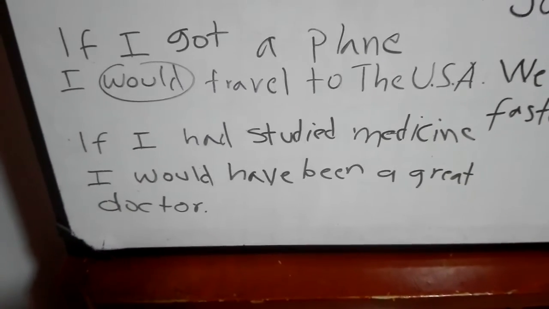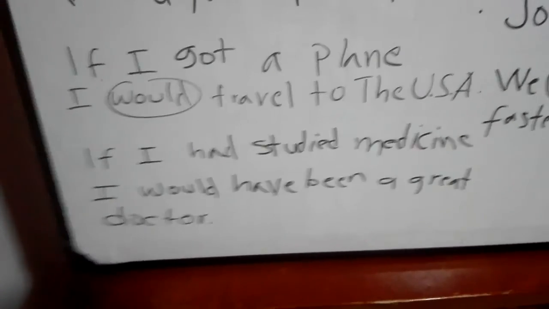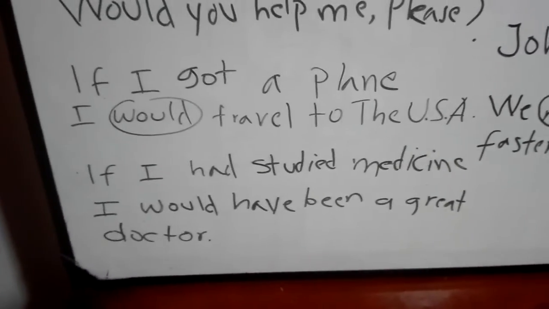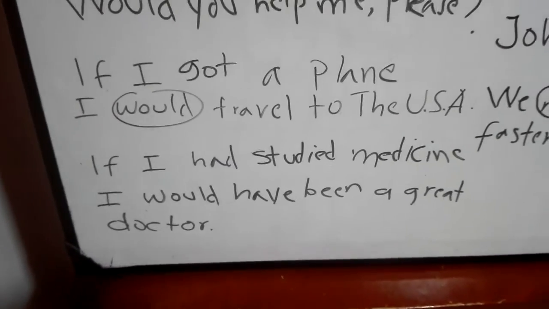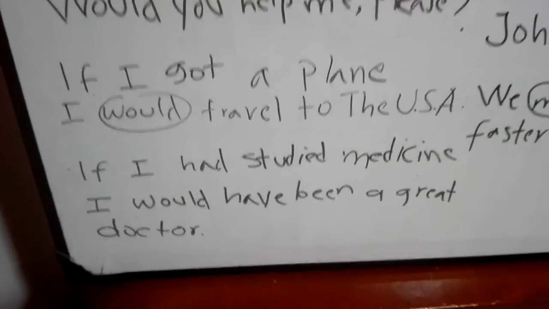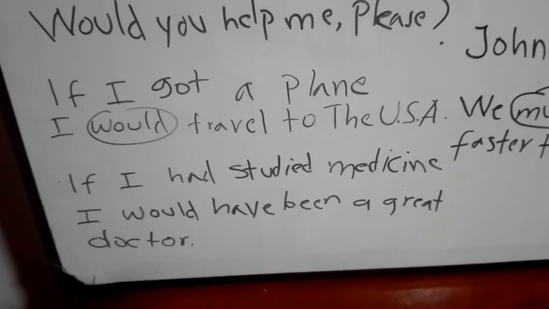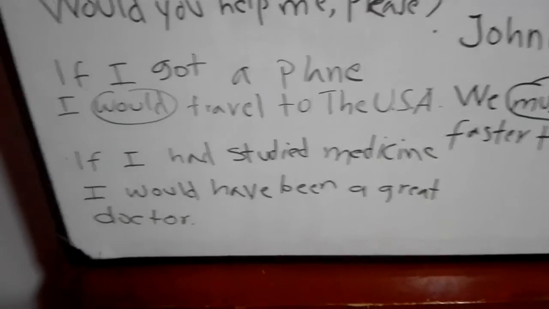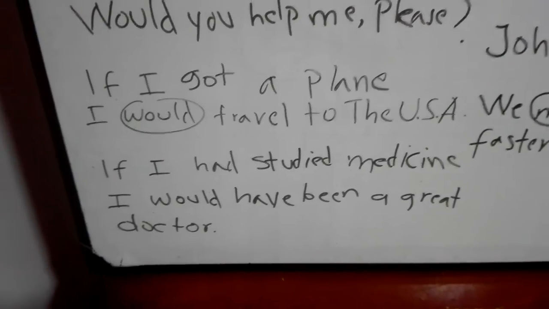I can say that the other way around. I would have been a great doctor if I had studied medicine. In the if clause, I use the past perfect. If I had studied, past perfect. And in the result clause, I use present perfect. I would have been, present perfect, you see? If I had studied medicine, I would have been a great doctor. Or, I would have been a great doctor if I had studied medicine.